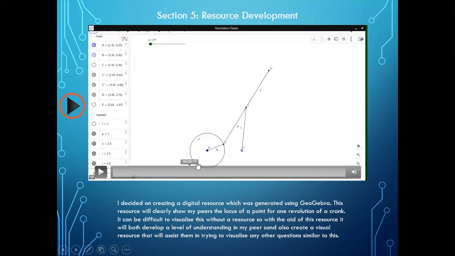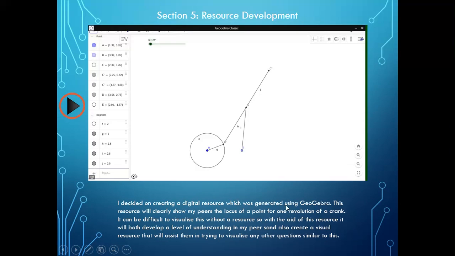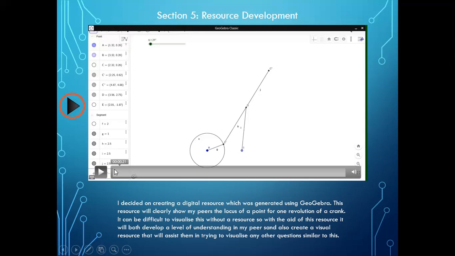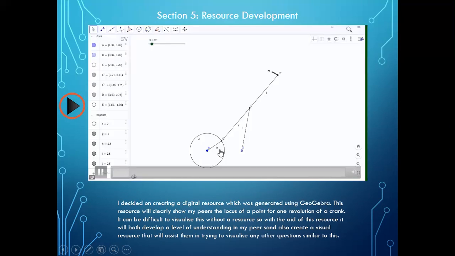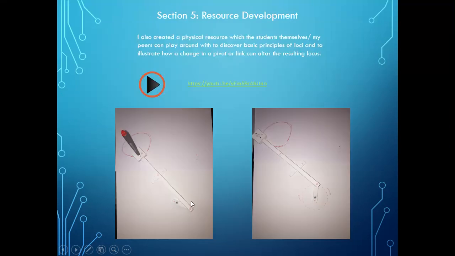This is a digital resource which I created using the software GeoGebra, and this basically explains the way the locus will be plotted through this mechanism. As the crank rotates clockwise around point A, we can see the locus being created. The second resource was a physical resource.